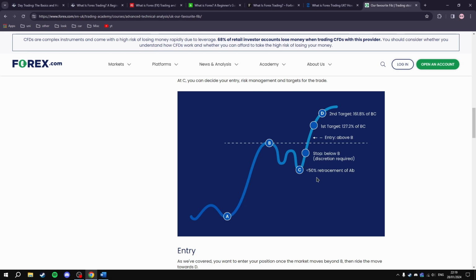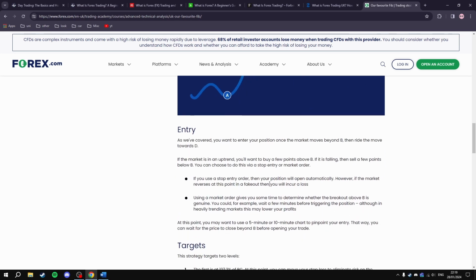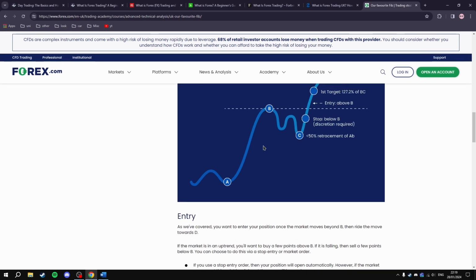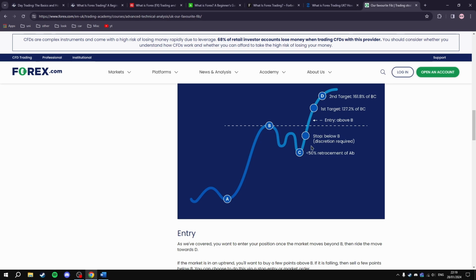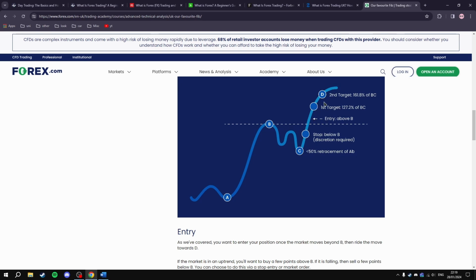ABC, less than 50% retracement of A and B, stop below B, discretion is required, entry above B, first target 127.2% of BC, second target 161.8% of BC. Entry, as we've covered, you want to enter your position once the market moves beyond B, then ride the move towards D.